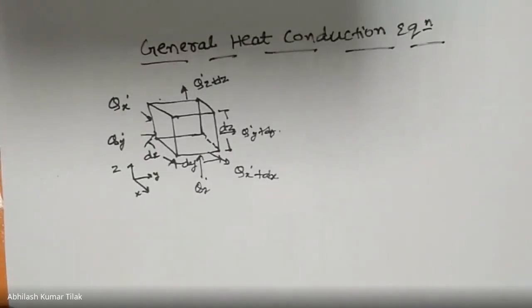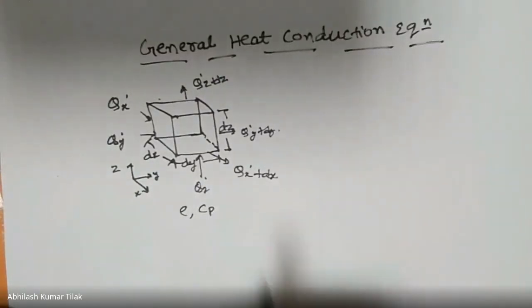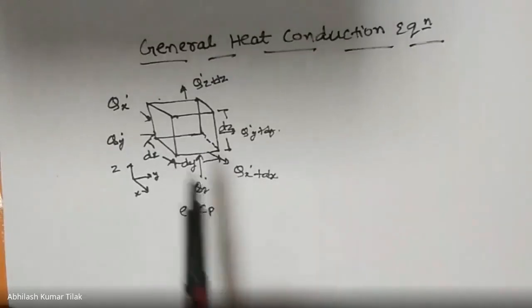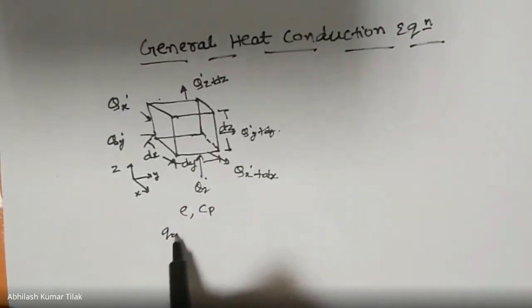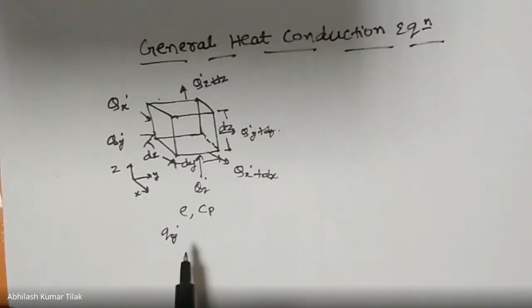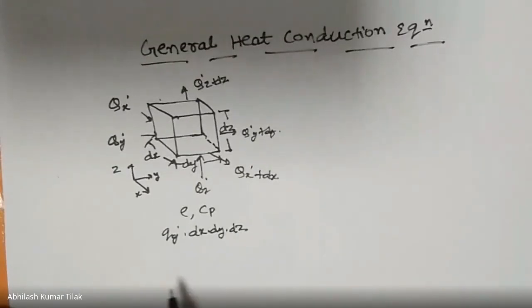Now let us assume that the density of this rectangular body is rho and the specific heat capacity is Cp. If we consider a heat generation per unit volume in this rectangular element as Qg, the amount of heat generation would be this Qg value multiplied by the volume of the element. So Qg into dx into dy into dz would be the total heat generation within the body here.